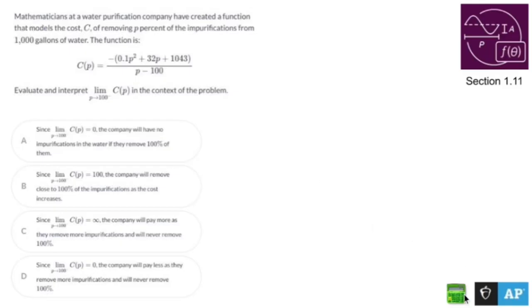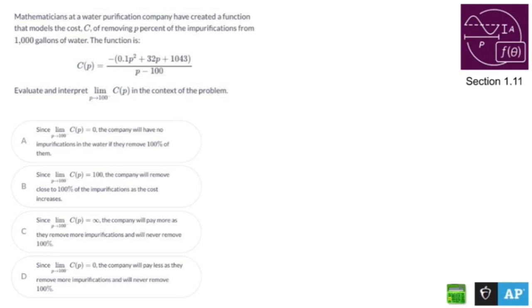Ooh, we've got ourselves a calculator problem. Mathematicians at a water purification company have created a function that models the cost C of removing P% of the impurifications from 1,000 gallons of water. The function is given. Evaluate and interpret the limit as P approaches 100 from the left of C(P) in the context of this problem.